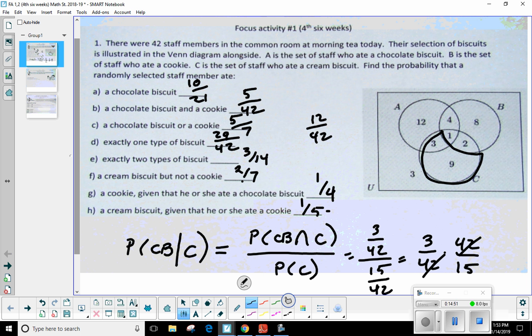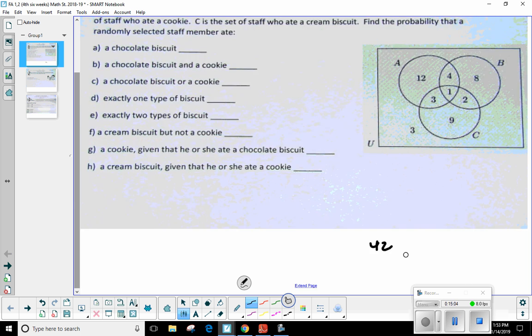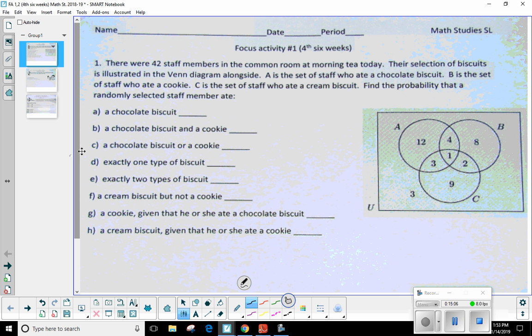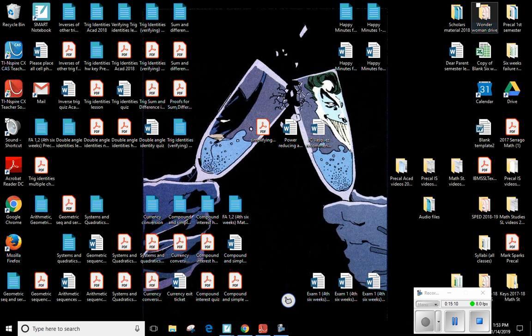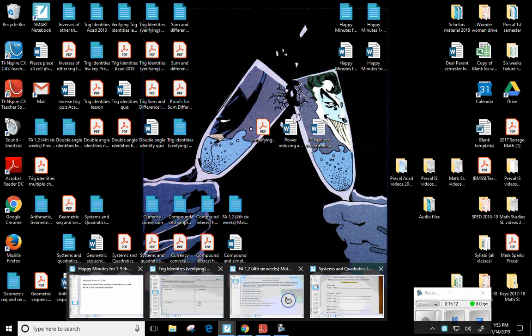All right. Well, the next focus activity is going to be probability as well. Go ahead and put this someplace safe. Probably in a week or so, I will have you turn those in for a quiz grade. Good. That is definitely something we will revisit again. Probability.